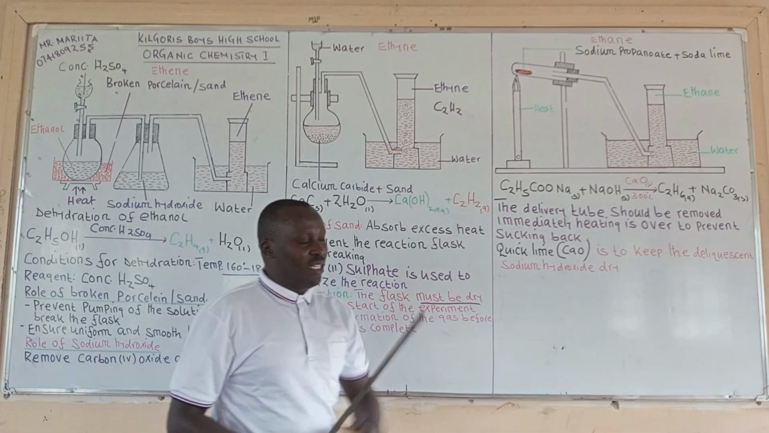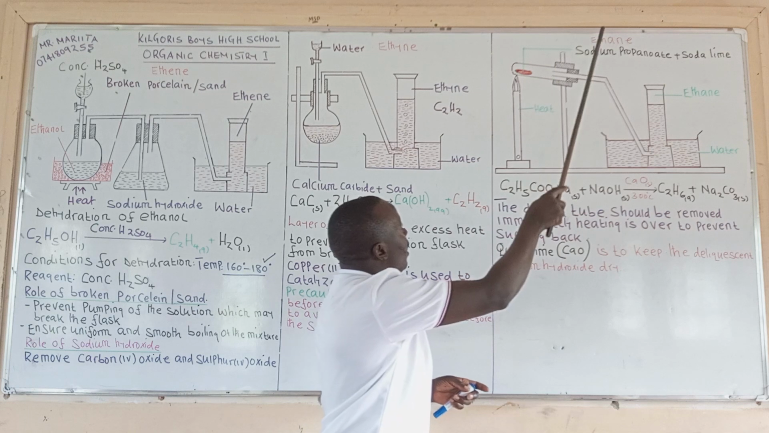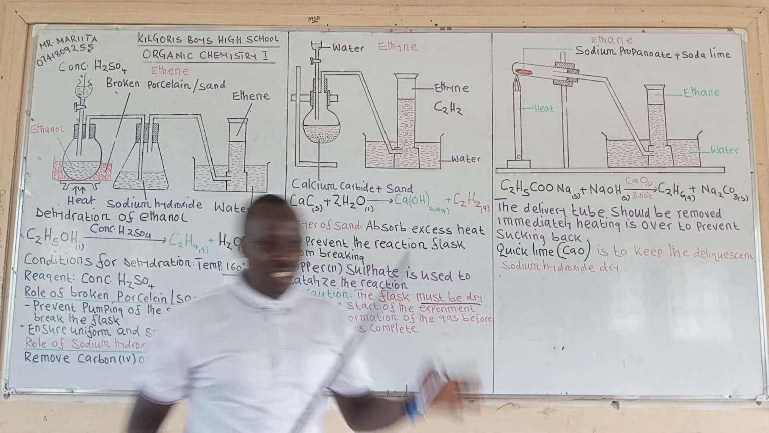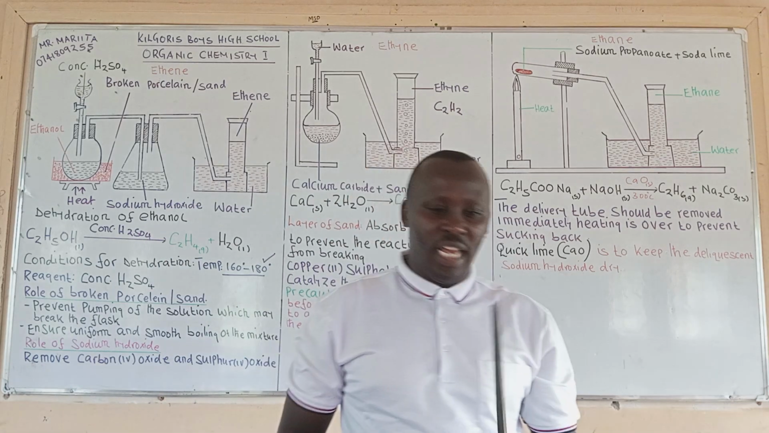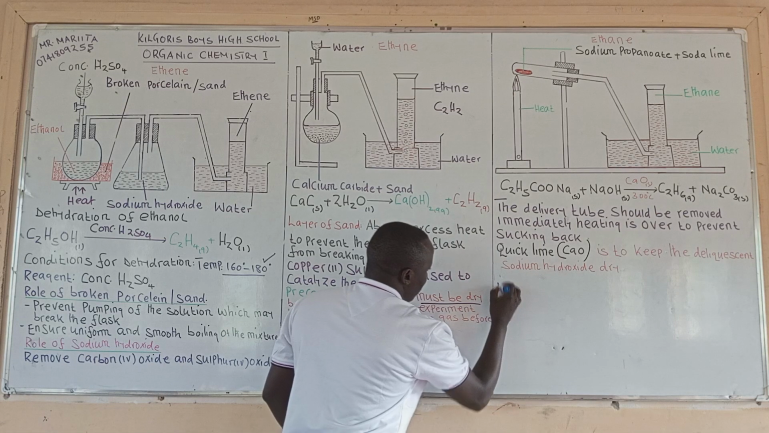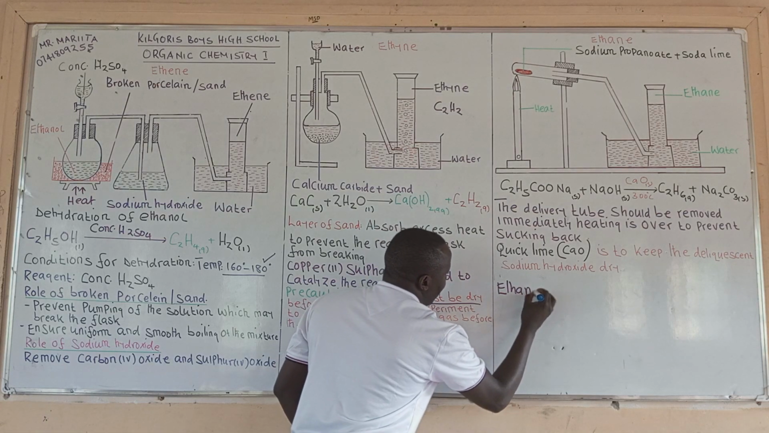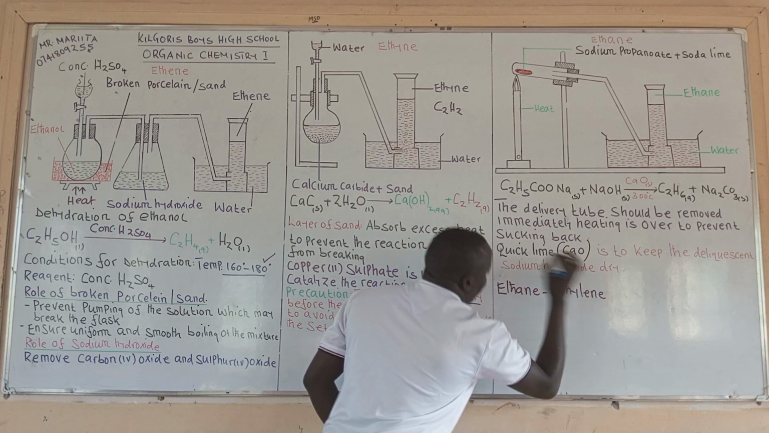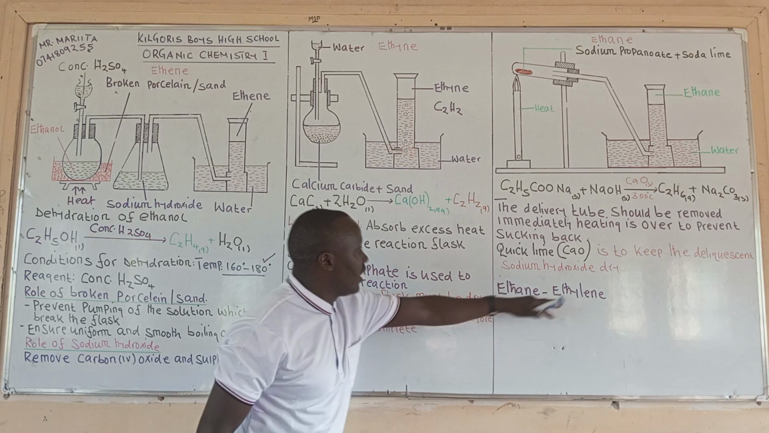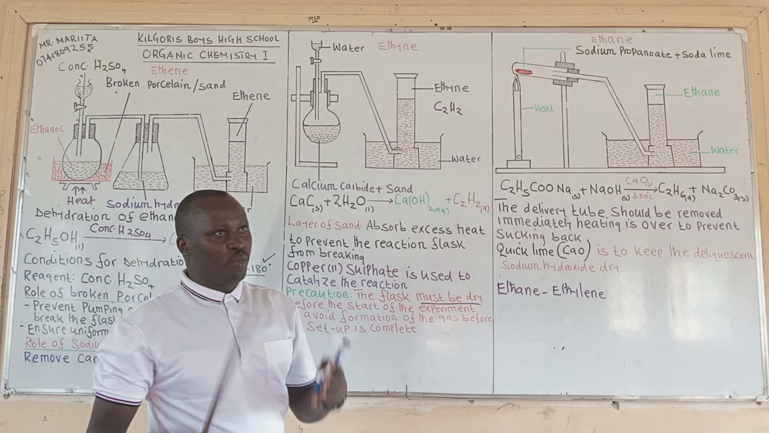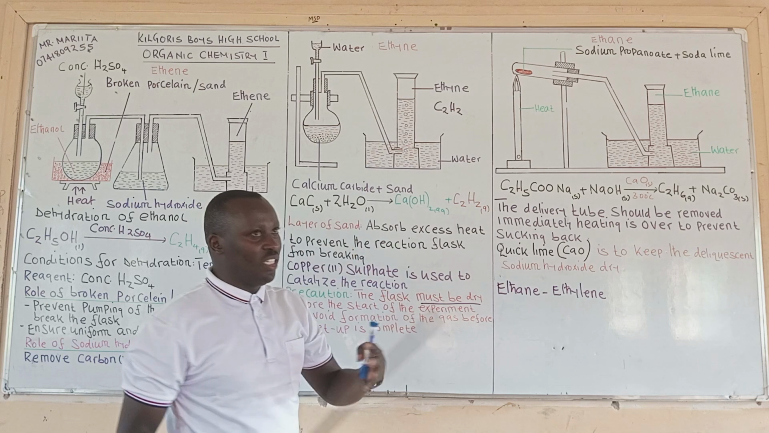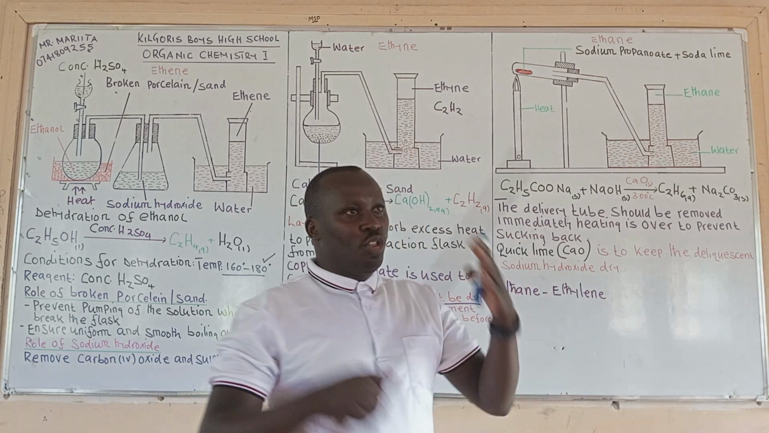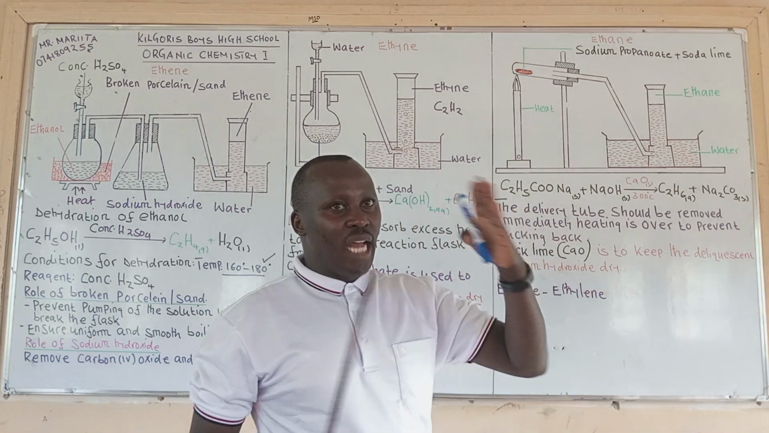And again we have the last part, whereby we are talking about the preparation of ethane. Ethane is sometimes called ethylene. The reagent required for the preparation of this ethane or ethylene gas is heating a mixture of sodium propanoate and soda lime.